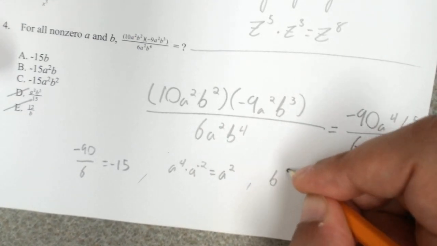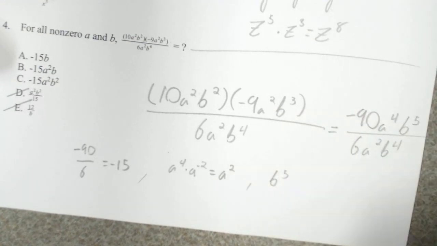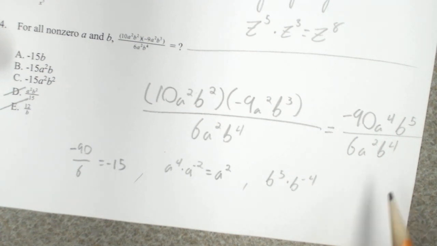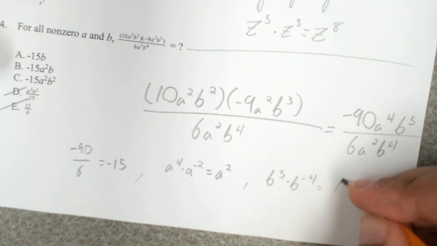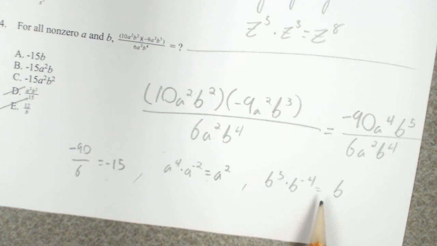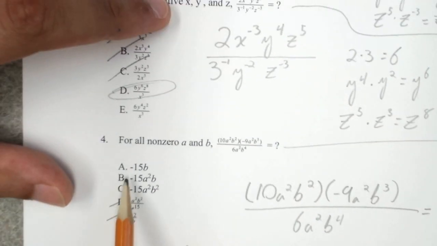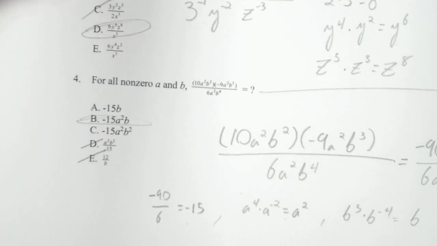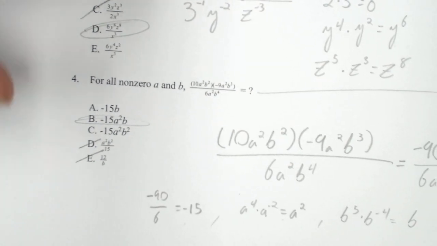Then we have a b to the 5th times a b to the negative 4th, since that's the denominator. 5 minus 4 is going to give us just a b. So our answer is going to be negative 15 a squared b, which is B up here. Alright, moving on.